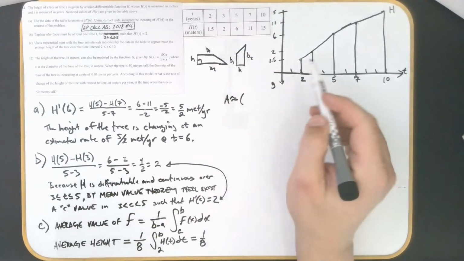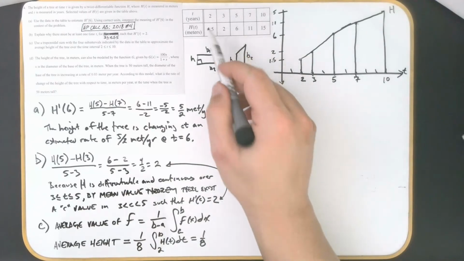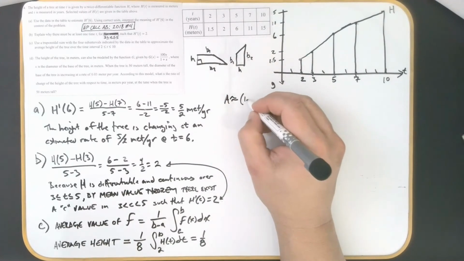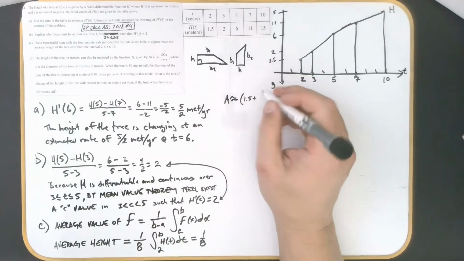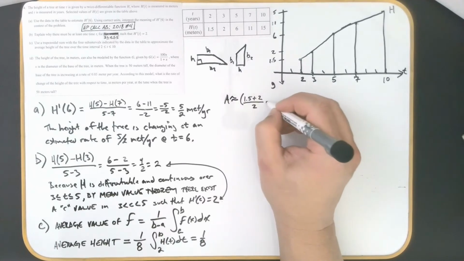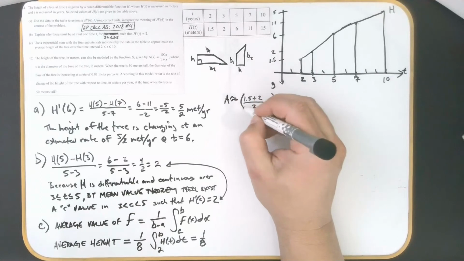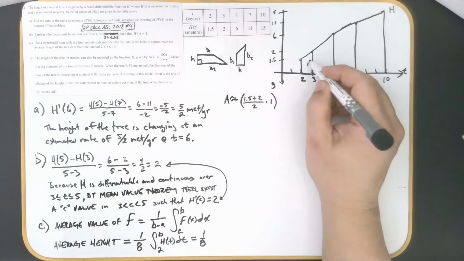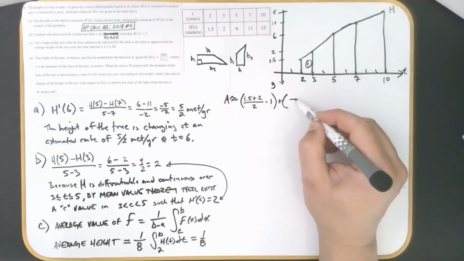This first one's going to be the height at 2. We just go to our table. So again, this is years. So at 2, it's 1.5, plus 3, or at year 3, it's 2. So those are those values. So it's the average of those times 1. There's trapezoid number 1.